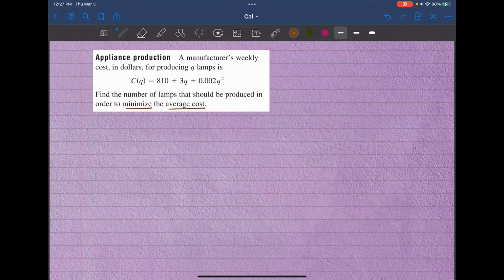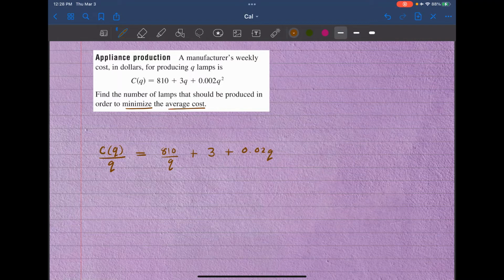So first you need to find the average cost. So the average cost, as we saw earlier, is simply the cost function divided by Q. So that is going to be our average cost. So this is 810 divided by Q plus 3Q over Q, that's just 3, plus 0.02 Q squared divided by Q, that's simply 0.02 Q.